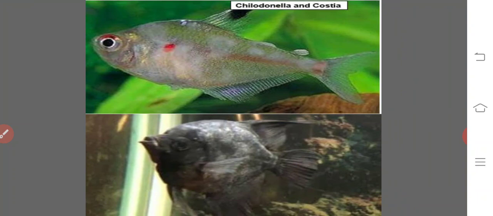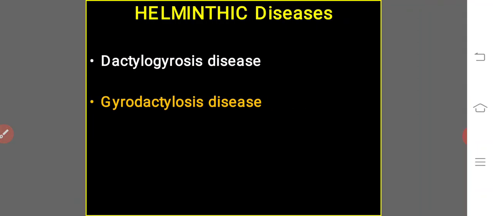The control measures are application of malachite green at 0.15 milligram per liter concentration. The disease can also be controlled by reducing the stocking density in the pond and maintaining optimum water quality parameters. Then coming to the helminthic diseases of the fishes. The common diseases caused by the helminthic parasites are dactylogyrosis and gyrodactylosis.